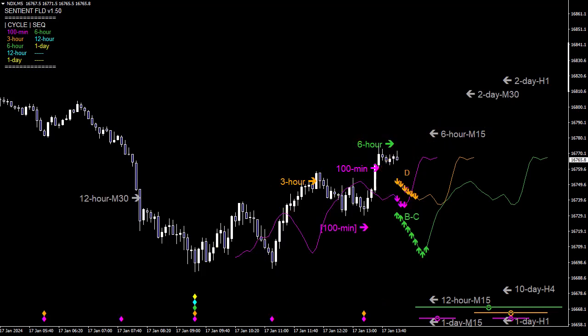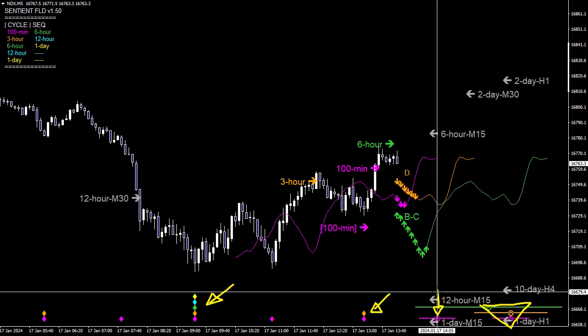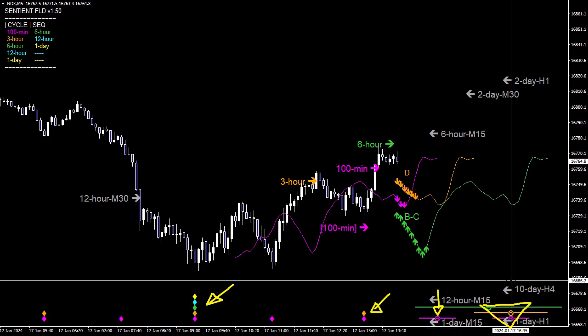But to get back to our diamond notation, what are we expecting? Here we had our 1-day cycle trough marked by diamonds. Here is our 3-hour cycle trough marked by diamonds. Here is a good nest of lows for our 6-hour cycle trough. And of course, we're expecting an intermediate 100-minute cycle trough in between. We can take a look using our crosshairs and see that we are expecting that 100-minute cycle trough in just under an hour. And this 6-hour cycle trough we are expecting in about 2.5 hours.